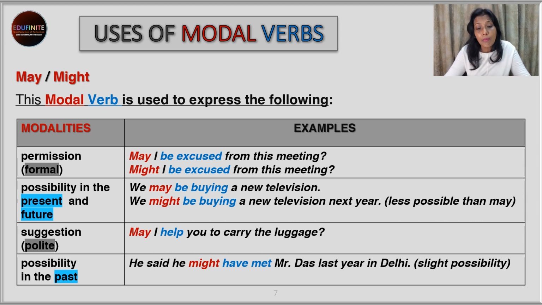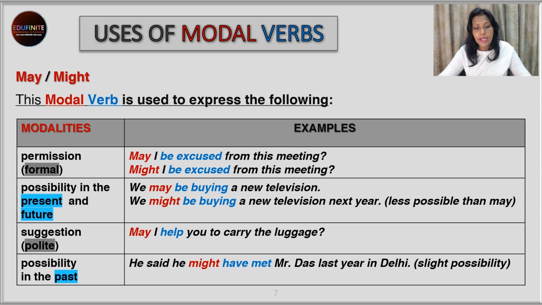But when we say we might buy a new television next year, then this seems to be less possible than may. May means still there is, say, about 70% possibility, but if we say might, maybe it'll lessen down to 50, something of that sort. Next, when we give some suggestions in a polite manner. May I help you to carry the luggage?